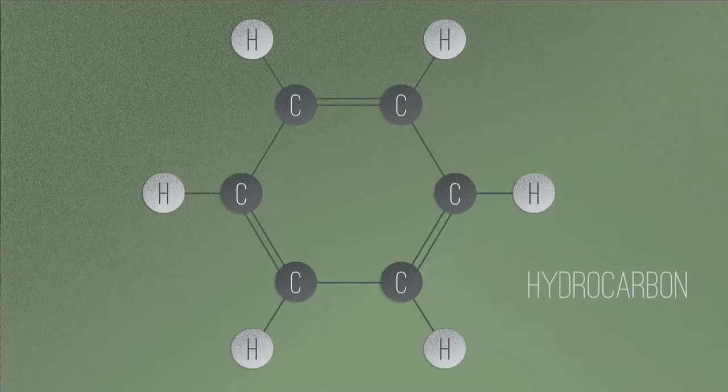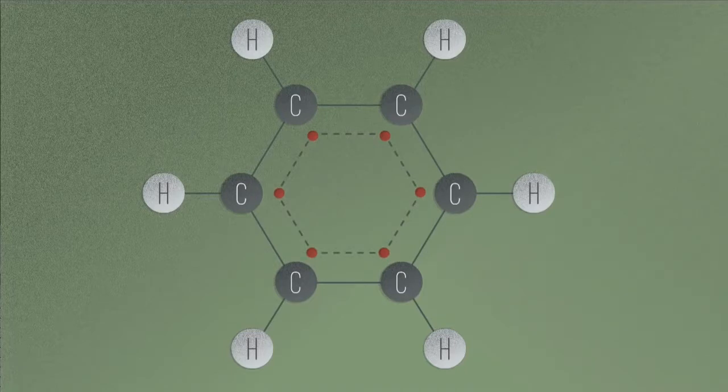The molecule now does something very special. The one unpaired electron from each carbon becomes conjugated into the ring. This means they have free movement around all 6 carbons, and this gives benzene the property of aromaticity.